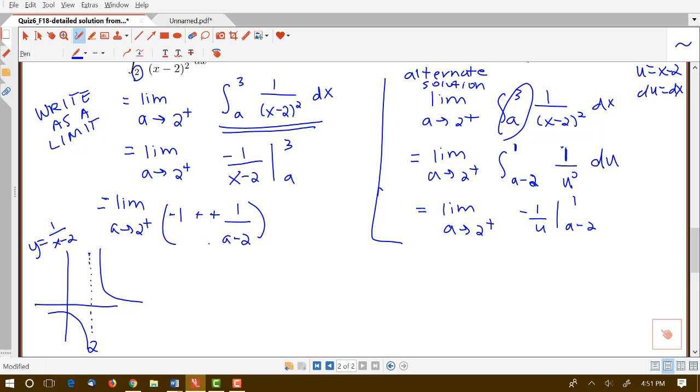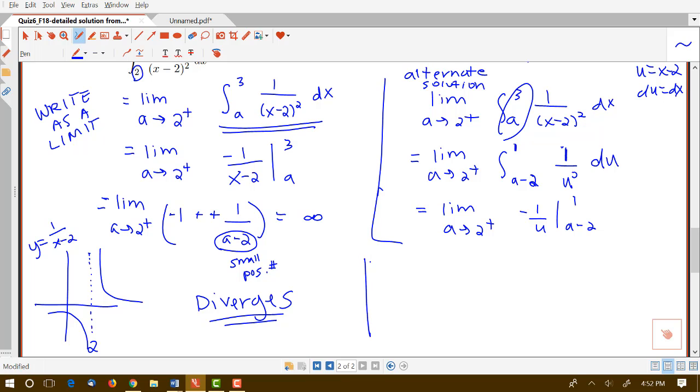We can also realize that if I'm approaching 2 from the right, I'm thinking about plugging in values that are just a little bit bigger than 2. So this is going to end up being a small positive number. If I divide 1 by a really small positive number, think of doing 1 divided by 1 over a million, then it's like multiplying by a million. So this 1 over a minus 2 is going to infinity. I have this really big number, and I'm just adding negative 1 to it, so it's going to stay infinity. So this means that our integral diverges.